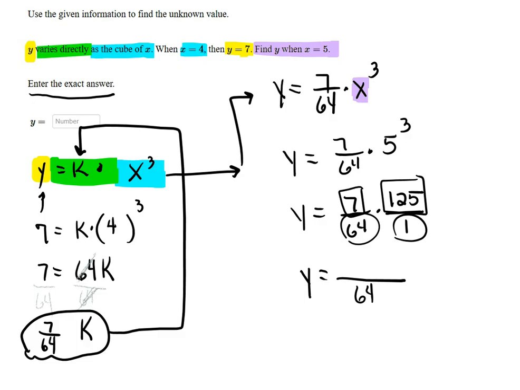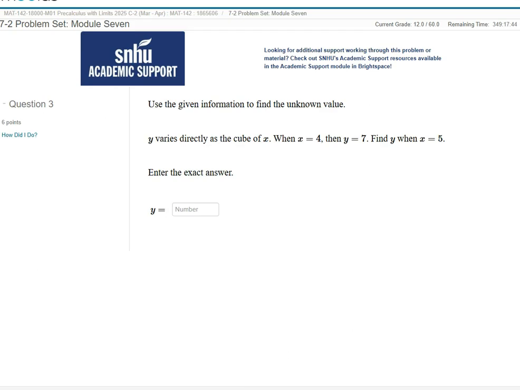Grab my calculator, clear it out. 7 times 125 is, yeah, 875. Should have trusted my gut. And that can't be reduced either. If you can't cross cancel and reduce fractions before you multiply, you won't be able to do it after. And I know it's not a pretty answer, but it did say exact. So 875 over 64.